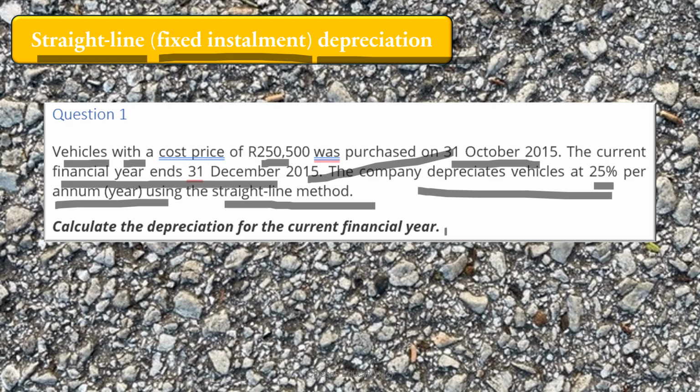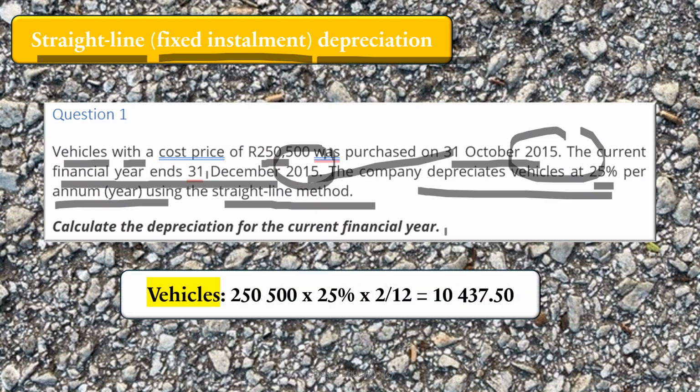So the nice thing here is this vehicle was bought in October 2015 and the year end is the 31st of December 2015, and we're using the straight line or fixed installment method to depreciate the vehicle. It's quite easy. Remember, depreciation is wear and tear on a non-current asset. This vehicle cost 250,500 Rand. They tell us that the depreciation is 25% per annum.